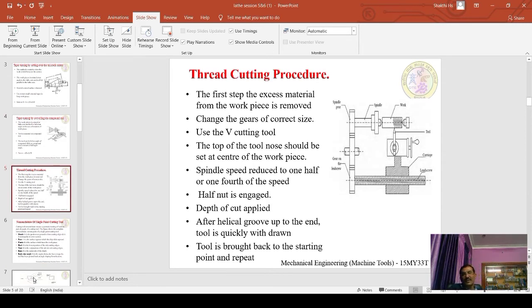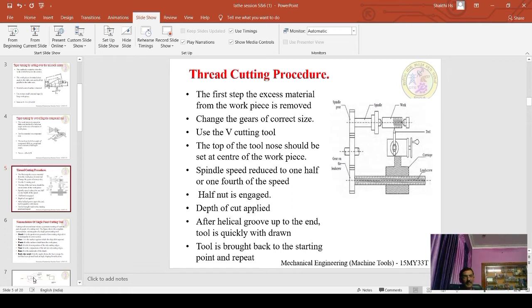To cut threads on a lathe, the following procedure is adopted. The first step: the excess material is removed from the workpiece. On the job, the total excess material is removed first of all. Next, change the gears to the correct size. This is calculated according to what type of thread is to be produced, and using the different calculations, the gears are changed to suitable gear wheels and fixed in the gearbox chamber.